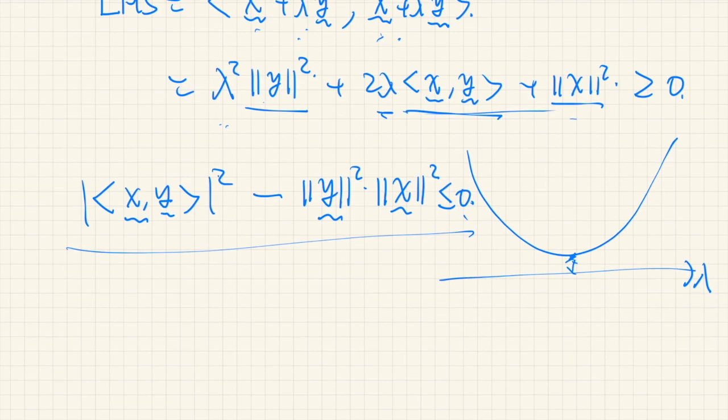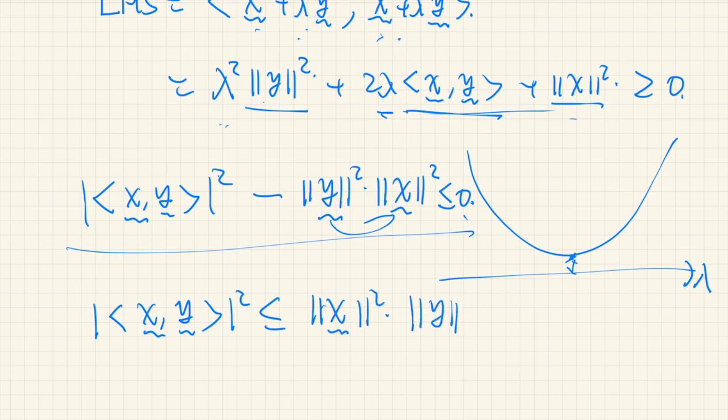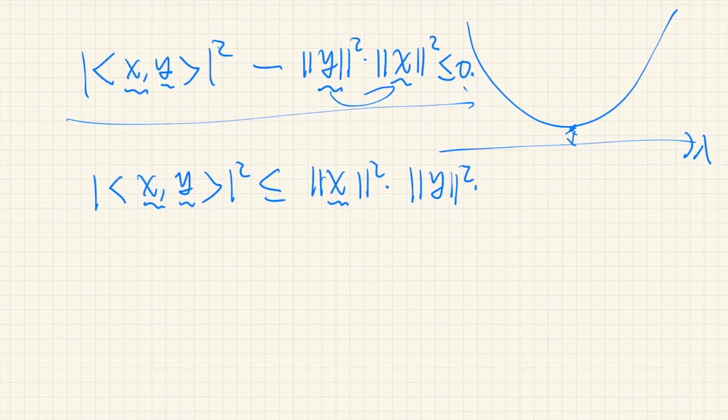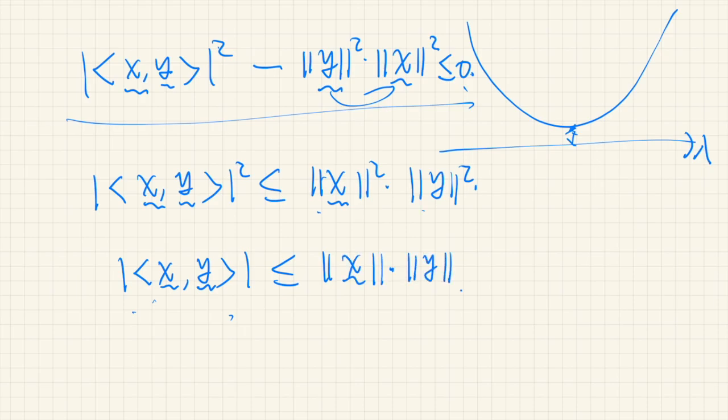So that means the scalar product between x and y, squared, is less than or equal to, let's swap the order here, the norm of x squared times the norm of y squared. So taking the square root of both sides and just picking the positive ones, then we have the absolute value of the scalar product is less than or equal to the product of the norms of the two vectors. And we are done.